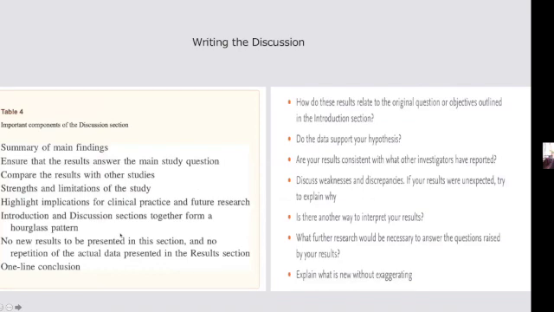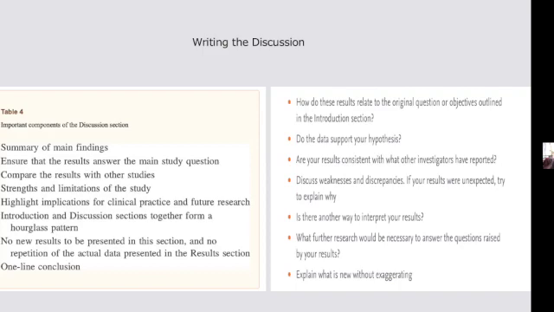Okay, how about the discussion? I have two guidelines, but I forgot to put their citation. Anyway, it's in the reference section of this presentation. I put here side by side two guidelines from two different authors.